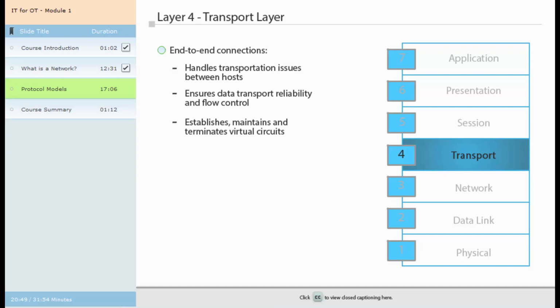The boundary between the transport layer and the session layer can be thought of as the border between application protocols and data flow protocols. Whereas the application, presentation, and session layers are concerned with application issues, the transport, network, data link, and physical layers are concerned with data transport issues.